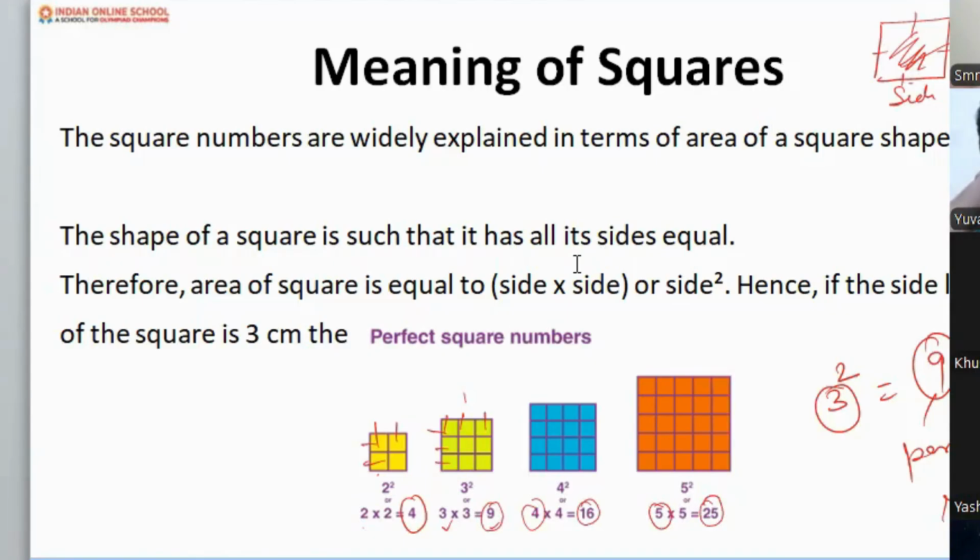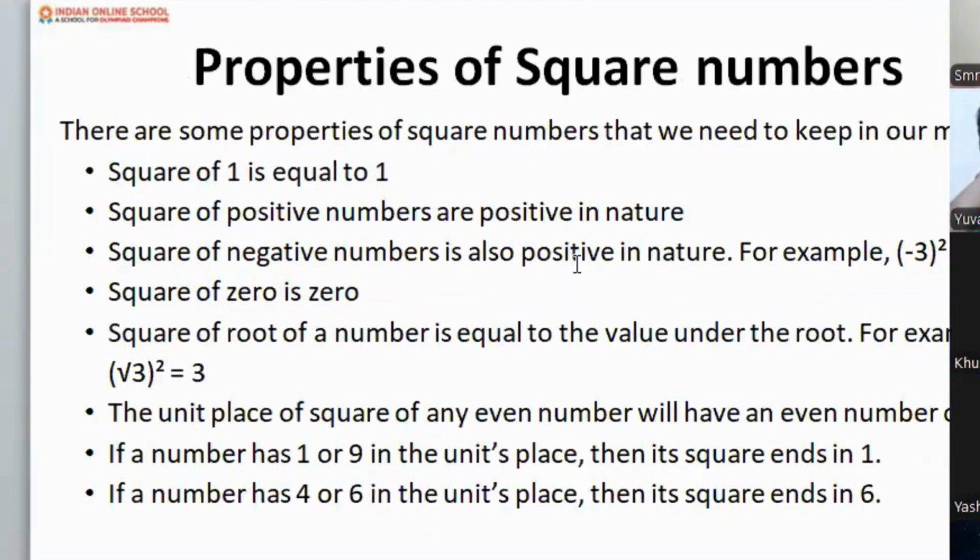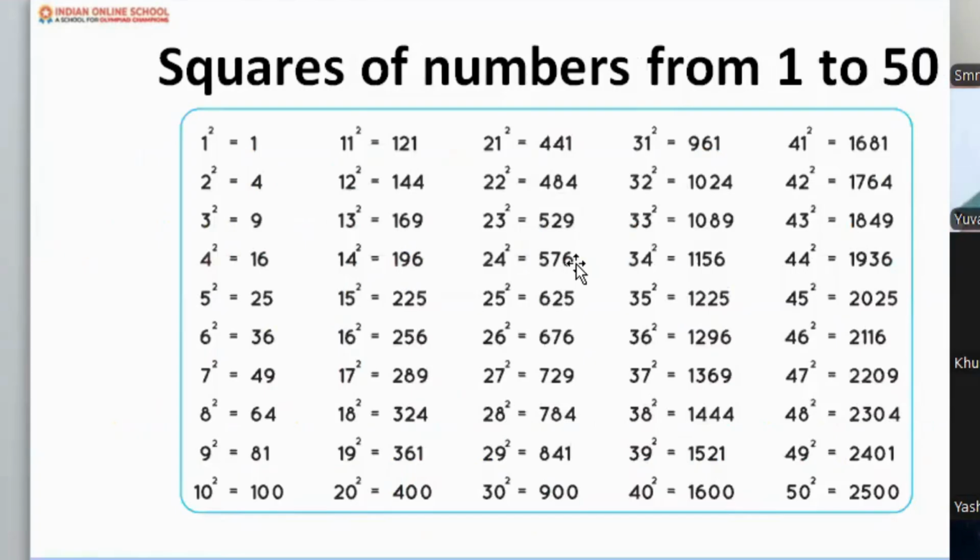Okay. Now these are the properties of the square number, which I'm going to take after this slide. Here in this slide, you will be able to see the squares of the numbers from 1 to 50. Correct, everybody? Now I'm just going to give you 10 seconds. Just observe this table carefully and tell me what your observations are. What is the pattern that you can notice?